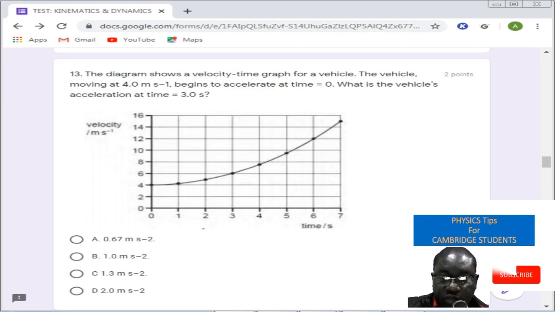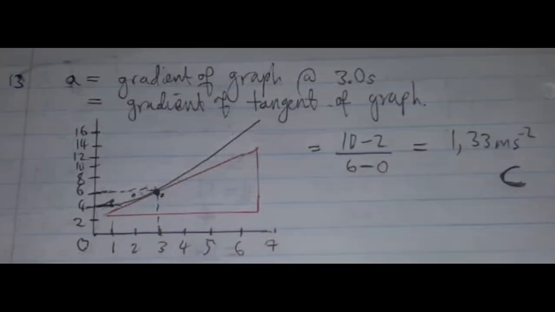Now, what you do there is you find the gradient of this line, because this is a velocity time graph. So the gradient of a velocity time graph should give you the acceleration. So this is how you do it. You draw a tangent at that particular point. You don't just read the values. You draw a tangent because this is a curve. So you draw a tangent at 3 seconds there.